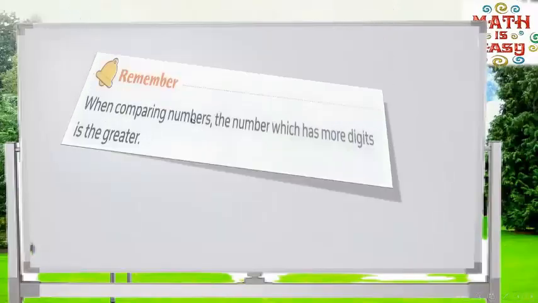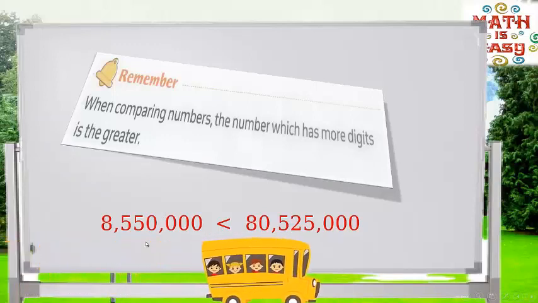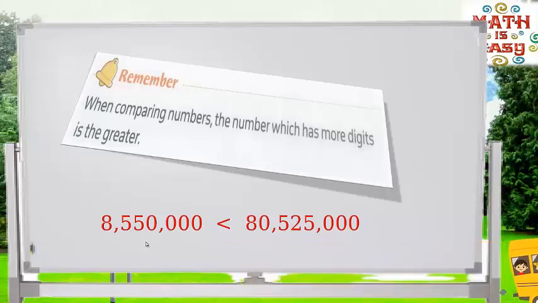Remember that when you're comparing numbers, the number which has more digits is the greater. For example, if you count the number of digits of each number here, we have 1, 2, 3, 4, 5, 6, 7, and here 1, 2, 3, 4, 5, 6, 7, 8. You can say this number is greater than this number. Why? Because here we have 8 digits, but here we have only 7 digits. I hope you felt fun when you learn mathematics in my channel.